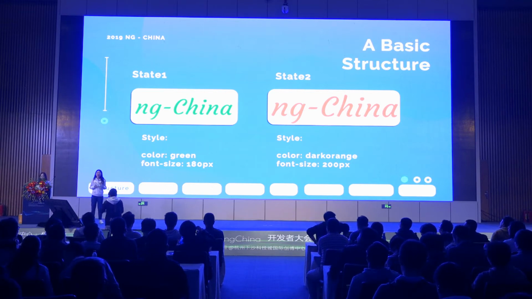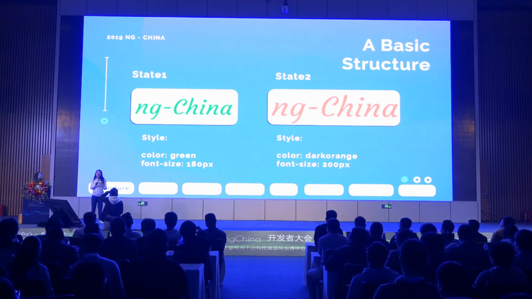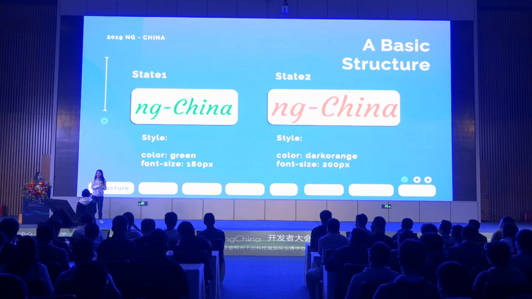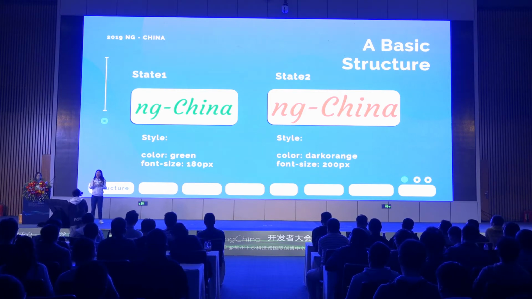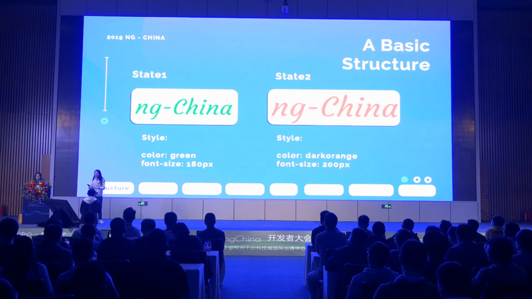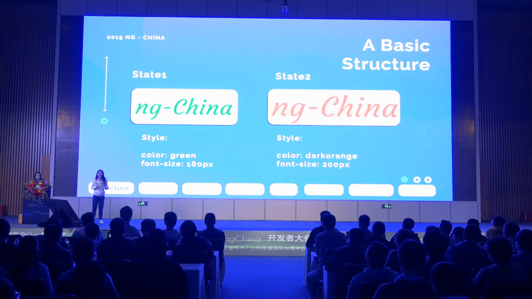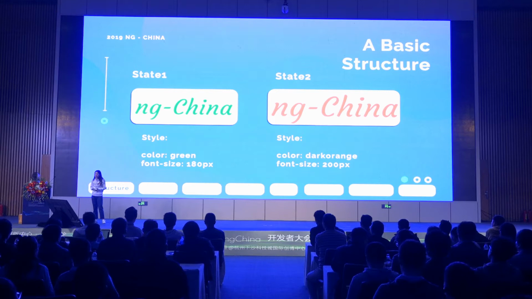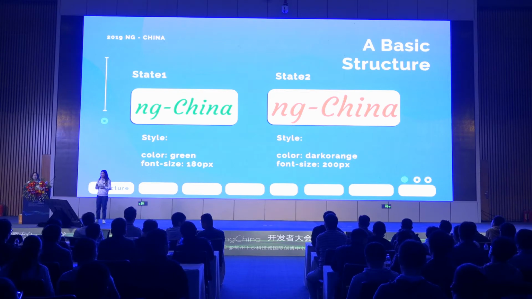Okay, so first we want to start with the basic structure of animations. Imagine with me how artists create cartoons. They basically first paint out the crucial movements of the characters, and then they add frames in between them to achieve the moving effect. Animation actually works the same. Animation requires at least a starting state and an ending state to achieve the animated effect. So here on the screen, we have two states defined. The first state, state 1, is the word NG China in the color gray and with font size 180 pixels. And the second state, state 2, is also the word NG China in the style with color dark orange and font size 200 pixels.